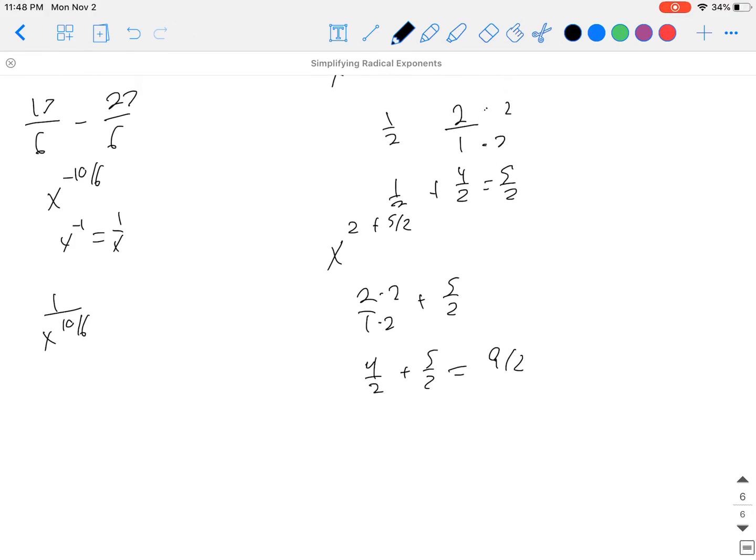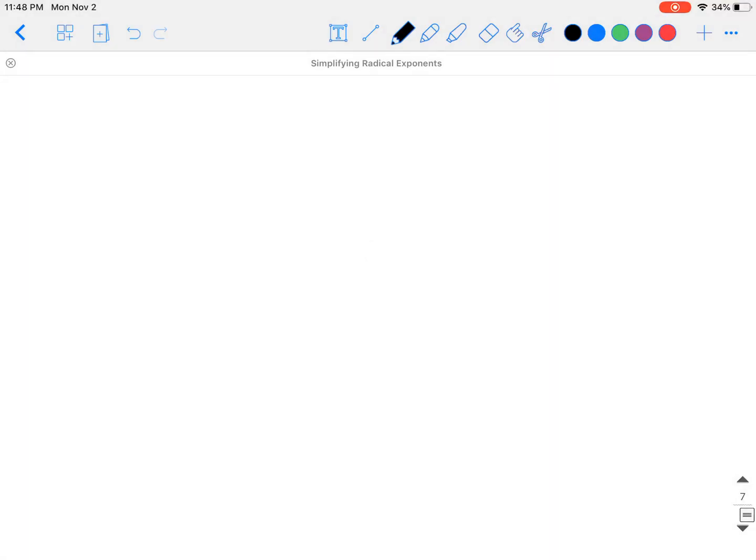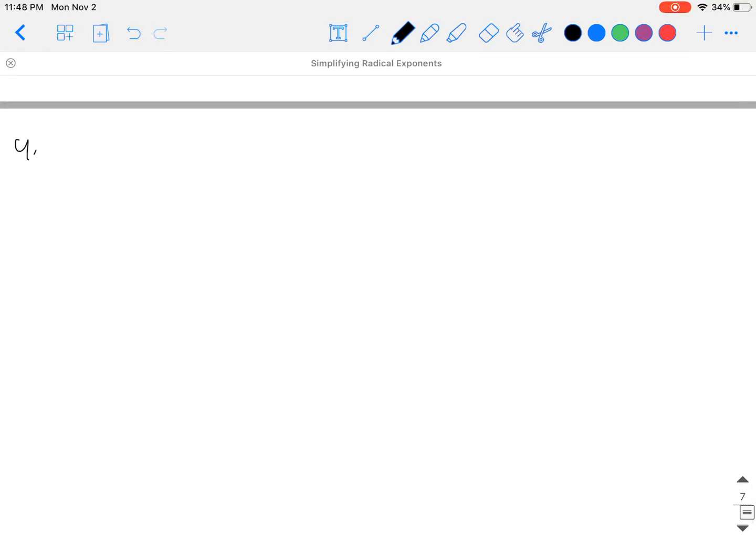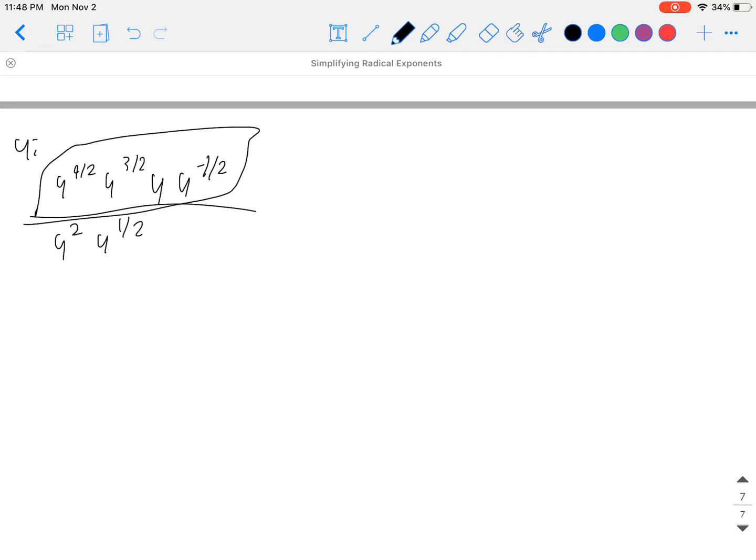Alright, finally what we need to do is move on to the y variable. So for y, we have y to the 9 over 2 times y to the 3 over 2 times y to the negative 1/2 divided by y squared times y to the 1/2. So first, let's start with the numerator. We have y to the 9 over 2 plus 3 over 2 plus 1 minus 1/2.